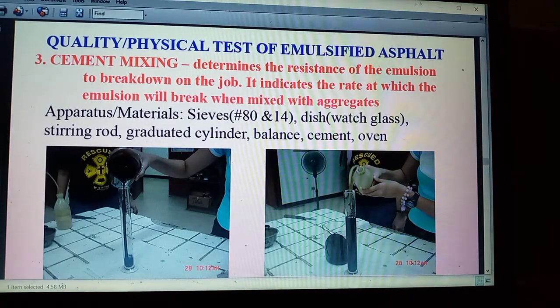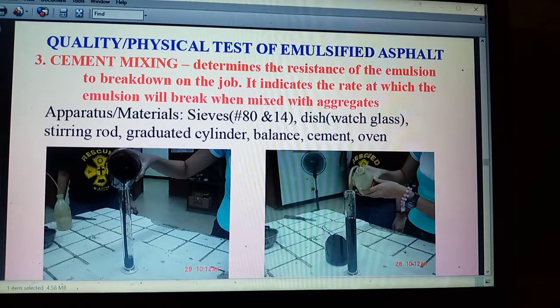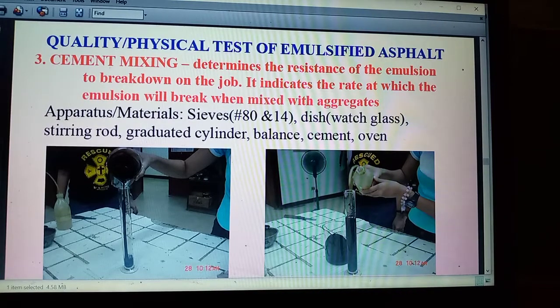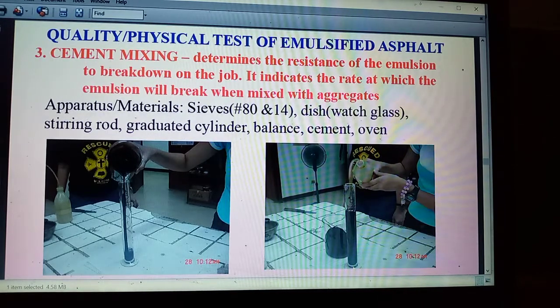Okay? Next is cement mixing. So, ito yung mga aparatus mo. Okay? So, cement mixing determines the resistance of the emulsion to break down on the job. So, it indicates the rate at which the emulsion will break when mixed with aggregates. So, yung aparatus na gagamitin mo is sieves number 80 and 14. Then, yung dish or watch glass, steering rod, graduated cylinder, balance, cement, and oven.